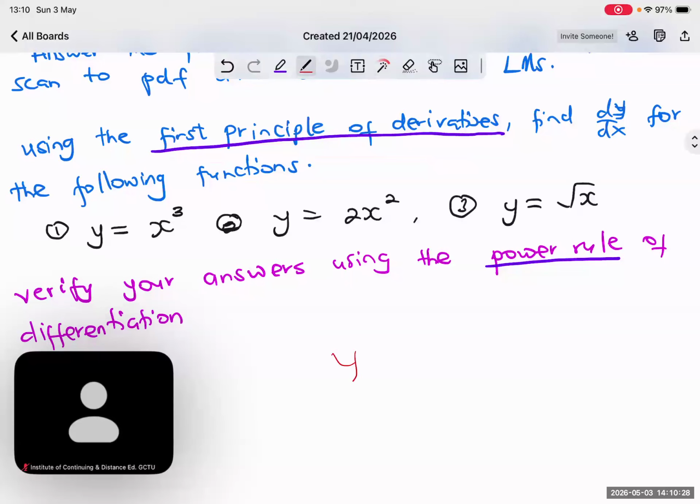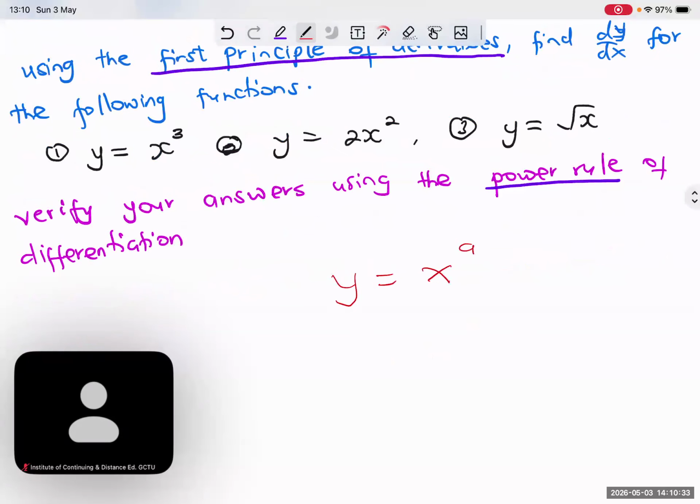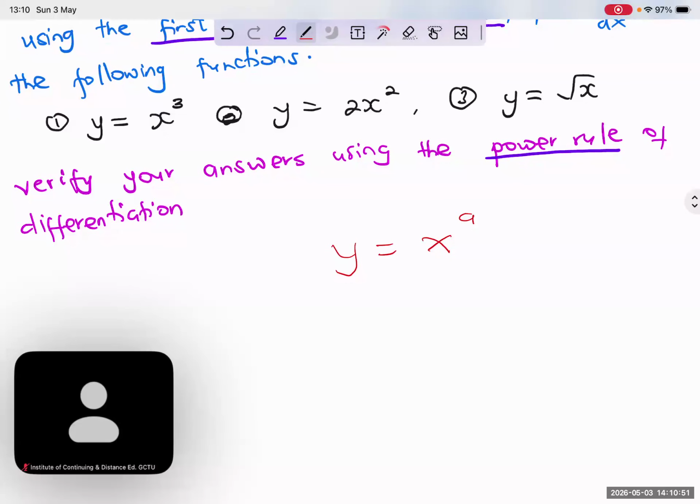And the power rule of derivative, like I mentioned, applies if the function is in the form y is equal to x raised to the power a. If this is reversed, if your function is in the form a, where a is a number, raised to the power x, this is not in the power form. So you cannot use the power rule of differentiation to differentiate that. All right, so given y is equal to x raised to the power a, we can find the derivative of this function using the first principle. We can also use the power rule because the function is in the power form.